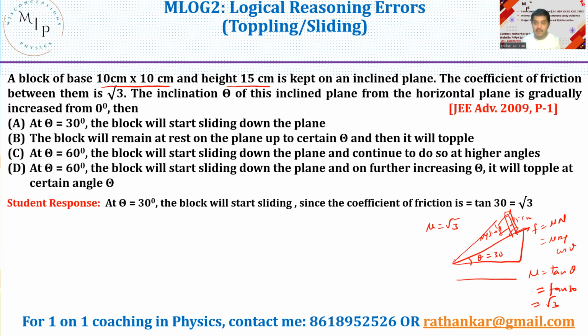15 centimeter means the center of mass of this object is at 7.5 centimeters from the ground, from the base, from this inclined plane. So now this mg will act here, and this is the point of contact. So what will happen? There will be a torque introduced, right? You see, there's a finite perpendicular distance.